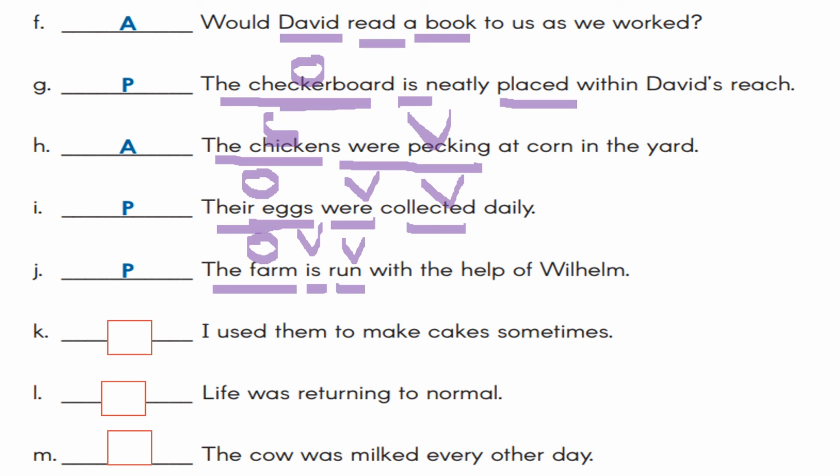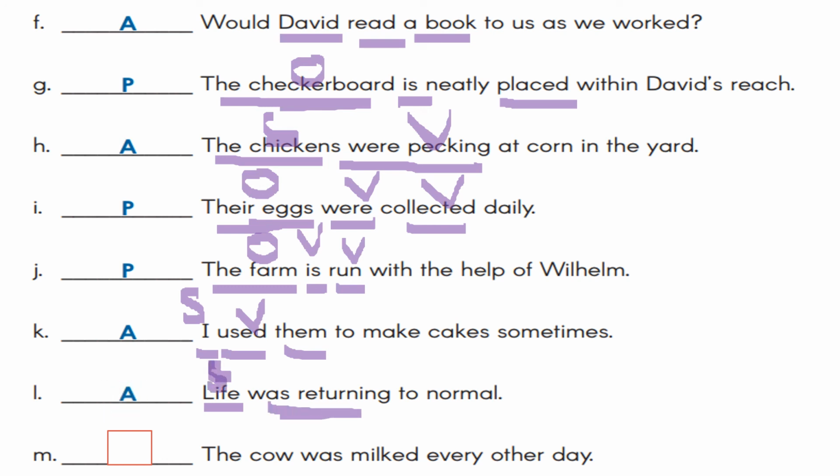Letter K. I used them to make cakes sometimes. So who used them? I. So I know the subject. I started with the subject, and used is the verb, and them is the object here. So this is an active voice sentence. Letter L. Life was returning to normal. So who or what was returning to normal? So life here is the subject, and was returning is past continuous. So it's an active voice sentence because we start with the subject.